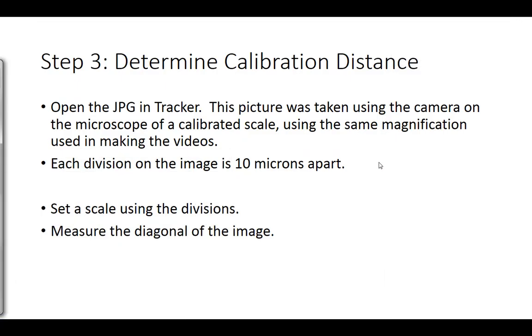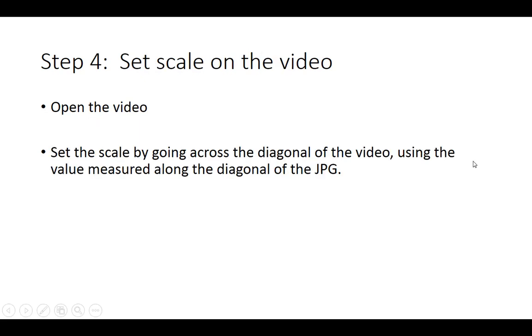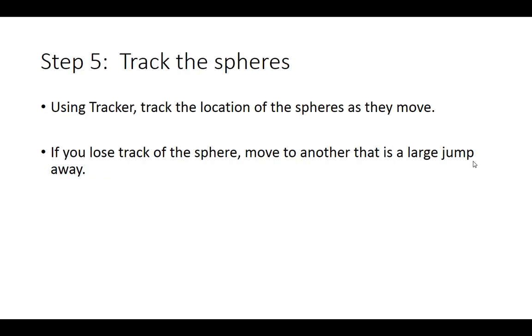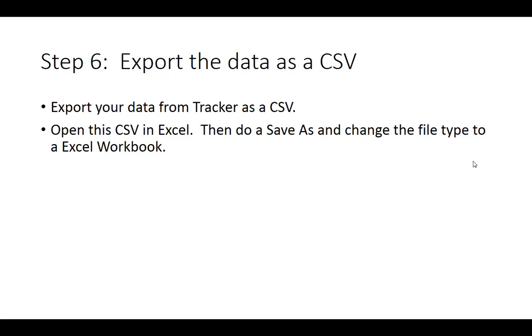Okay, so we did step 3 and determined our calibration distance. We've also, at this point, completed step 4, where we set the scale on the video. And we completed step 5, where we track the spheres. And we've completed step 6, where we exported the data as a CSV. The next part of step 6 is to open this CSV file in Excel.